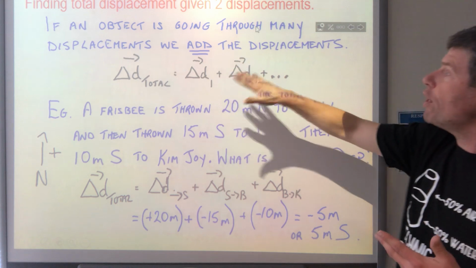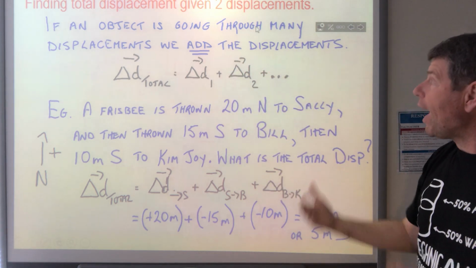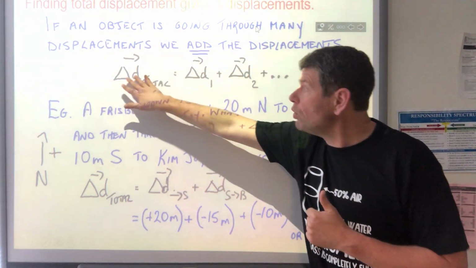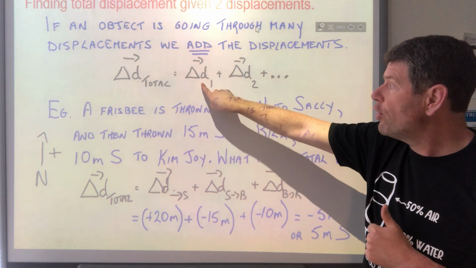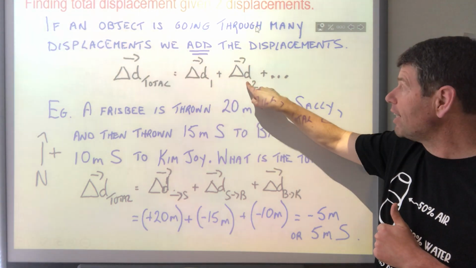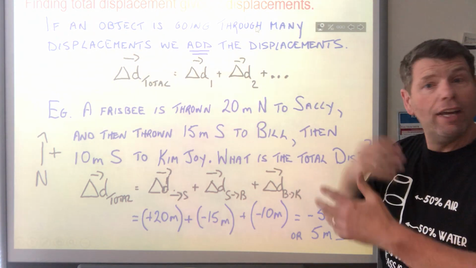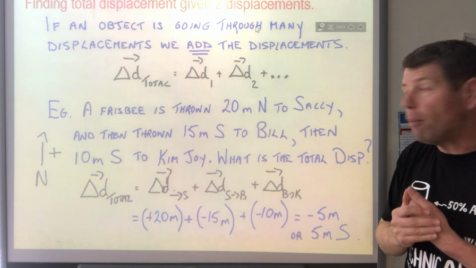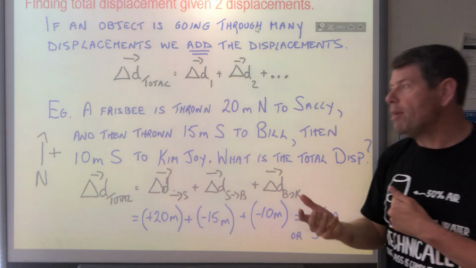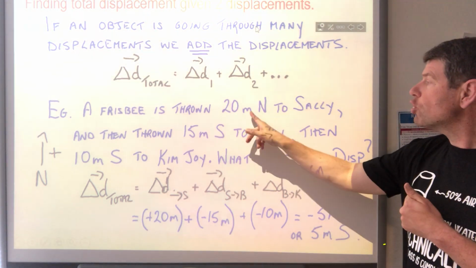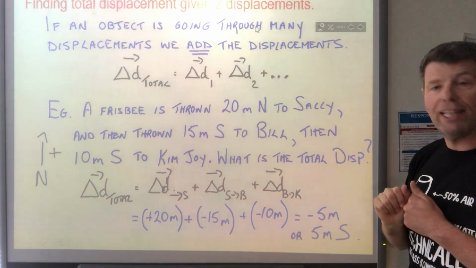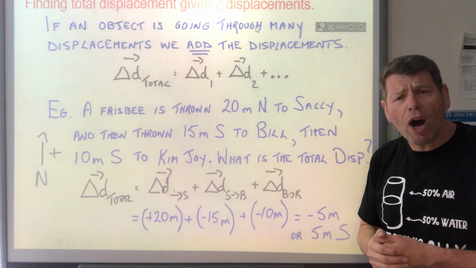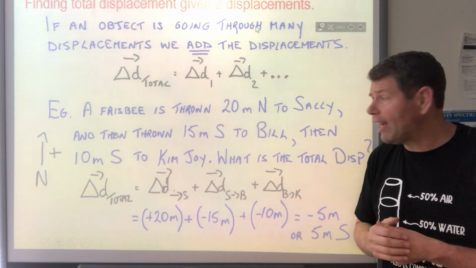So if an object is going through many displacements, we add the displacements together. And that could look like this mathematically. Total displacement is equal to the first displacement plus the second displacement plus the third. We could continue with displacements for as long as we want to. Let's look at the Frisbee example. So a Frisbee, that's our object, is thrown 20 meters north to Sally. Now, as soon as I'm given a direction, I should probably decide what I want to be positive when I do my calculations on the calculator.